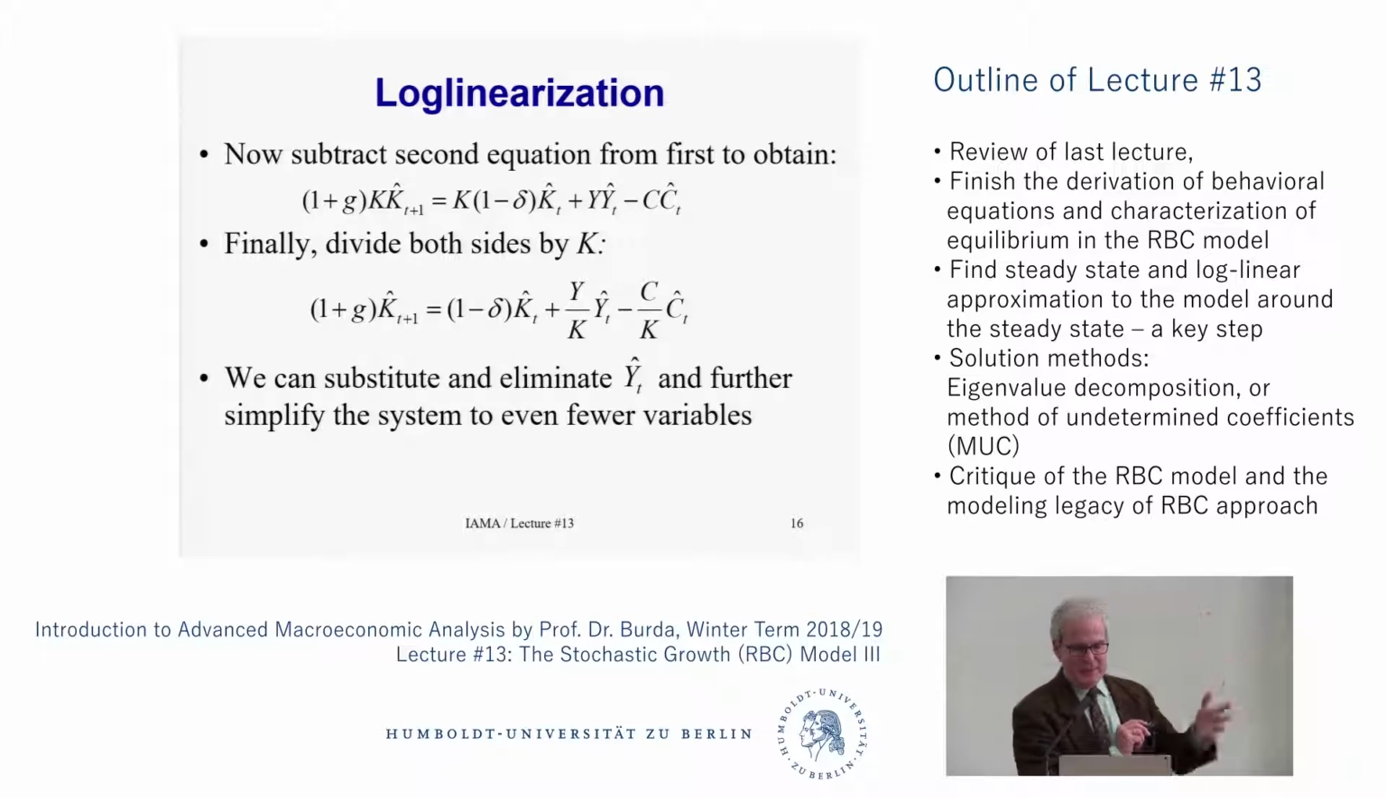In fact, I can divide both sides by k and get this final version of the log linearization of the resource constraint. So you can see that I've got k hat t plus 1, and I've got this 1 plus g, that's a constant. And then it's a function of 1 minus delta, that's also a constant, times k hat t, so that's the previous deviation of capital from its steady state, plus a ratio times the deviation of output from its steady state, minus a ratio times the deviation of consumption from its steady state.